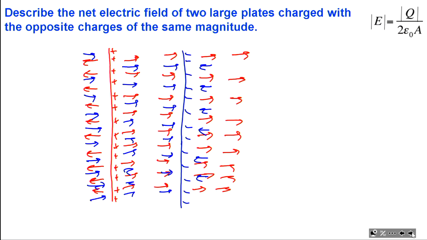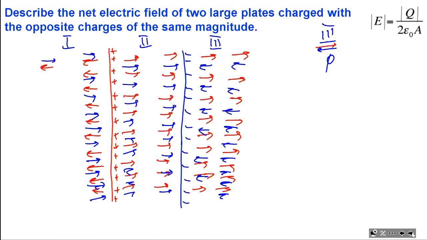Now, we have to calculate the net electric field. And net electric field is the sum. And we can see that for each location, we have to add two arrows. Well, we have three regions, number 1, number 2, number 3. For each location, we have to add two arrows. And the result depends on the region. Let's say number 3. The result is 0. Number 1. The result is 0.